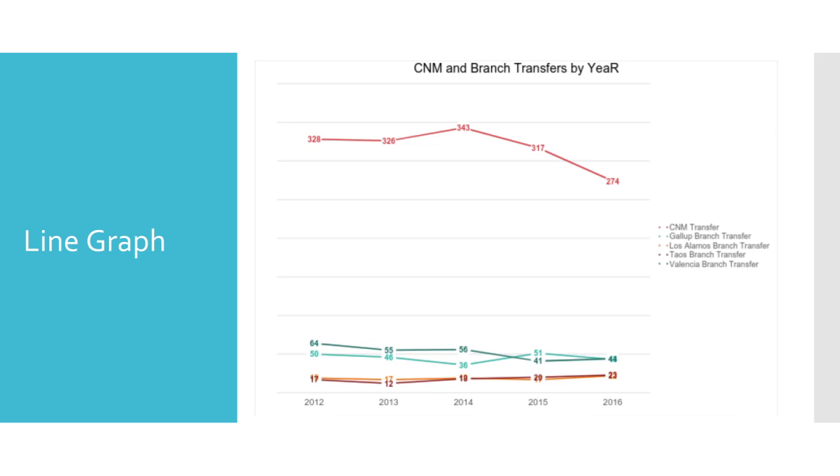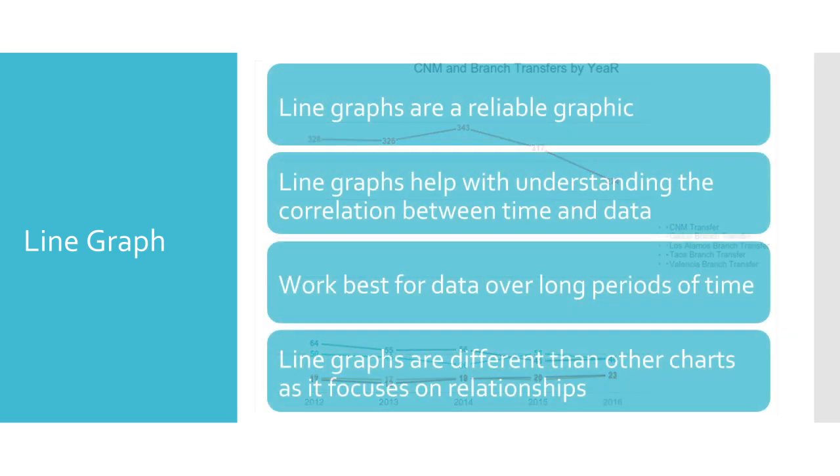And we decided to use the line graph for this data instead of the original table that UNM chose to use, because line graphs best correlate the data and what it is over time. So replacing the table with the line graph actually gives us a better understanding and a clearer picture of how many branch transfer students UNM actually gets.